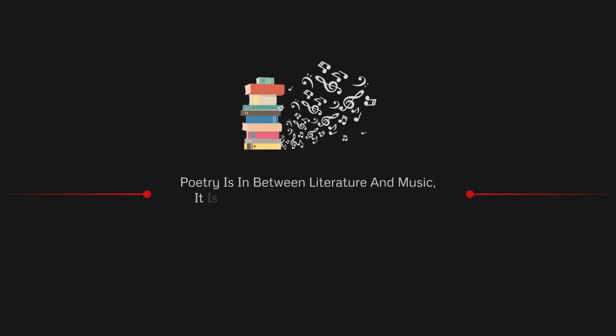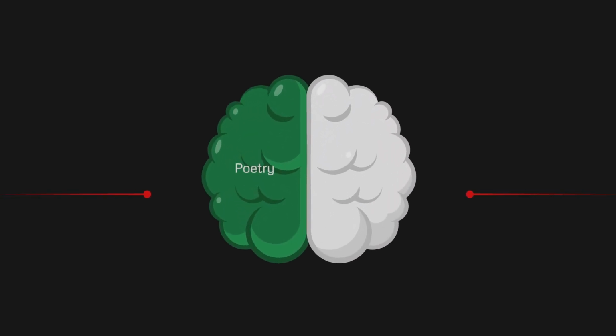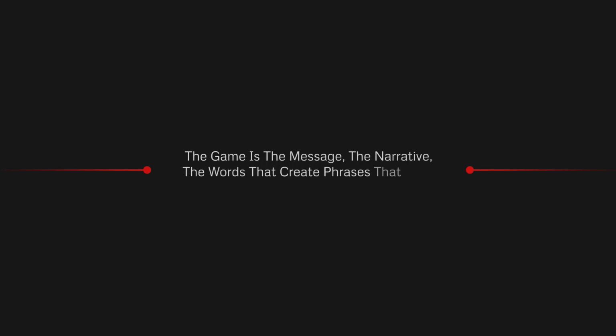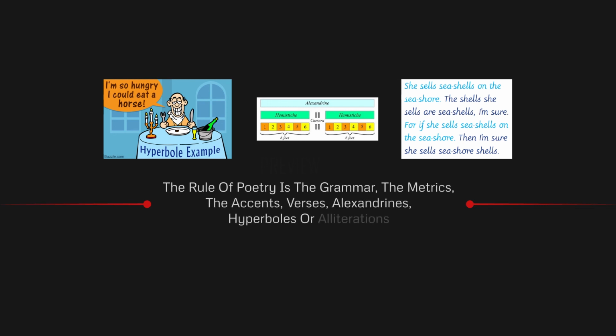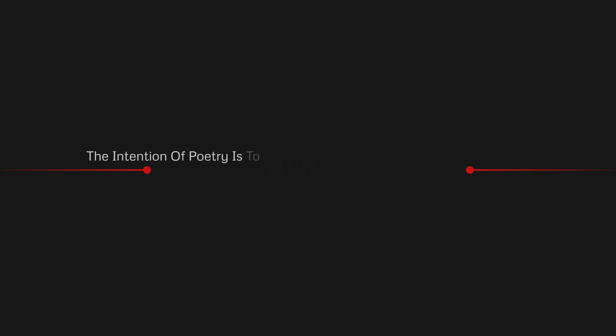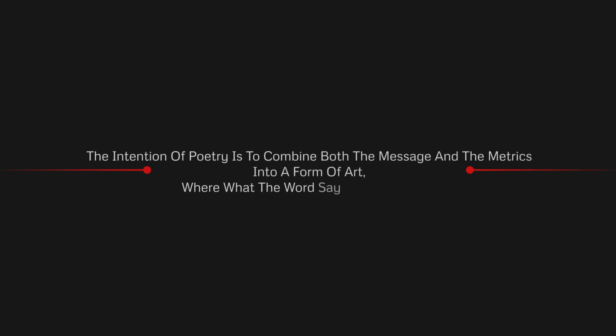Poetry and music. Poetry is in between literature and music. It is also a science and a form of art. The science, the part of the poetry created by the left side of the brain. The game, the message, the narrative, the words that create phrases, that form judgments, and transmit ideas. The rule of poetry is the grammar, the metrics, the accents, verses, alexandrines, hyperboles, or alliterations. The intention of poetry is to combine both the message and the metrics into a form of art, where what the words say is as important as how words are said.